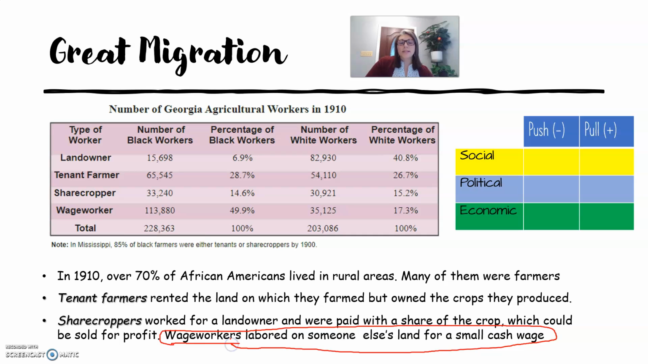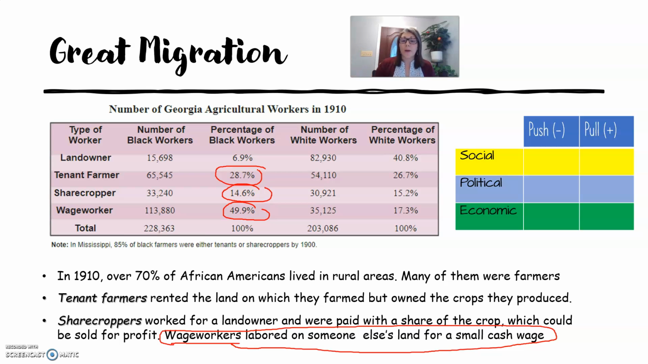And total. You can see here that most African Americans during this time are going to be either wage workers, sharecroppers, or tenant farmers. So most do not own land. What that tells us is they're really restricted on how much money they're able to make if they're going to farm. Because if they're a sharecropper, a wage worker, or even a tenant farmer, they owe somebody else money from their crop. They don't get to keep all the money that they get from their crop because they have to pay some of it back to the landowner.